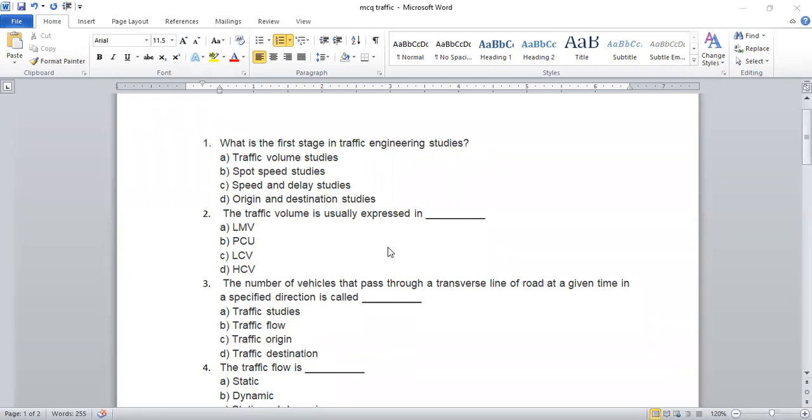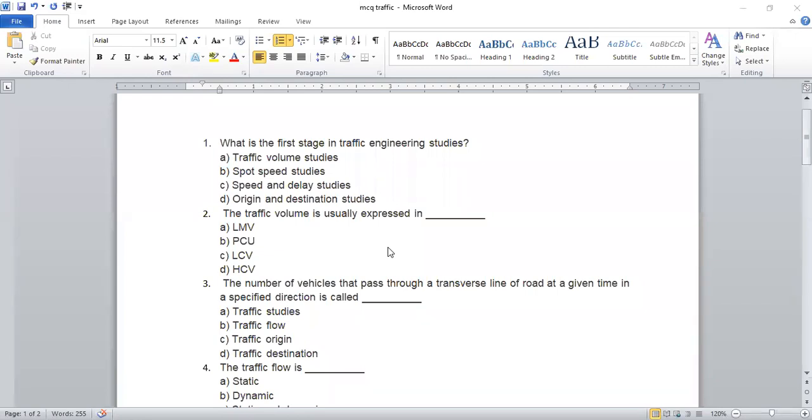So I will discuss with you what the traffic volume study is. Why is it necessary? From this study, we can analyze the data and interpret the data for the traffic engineering studies. So for that purpose, the first stage of traffic engineering study is the traffic volume study.